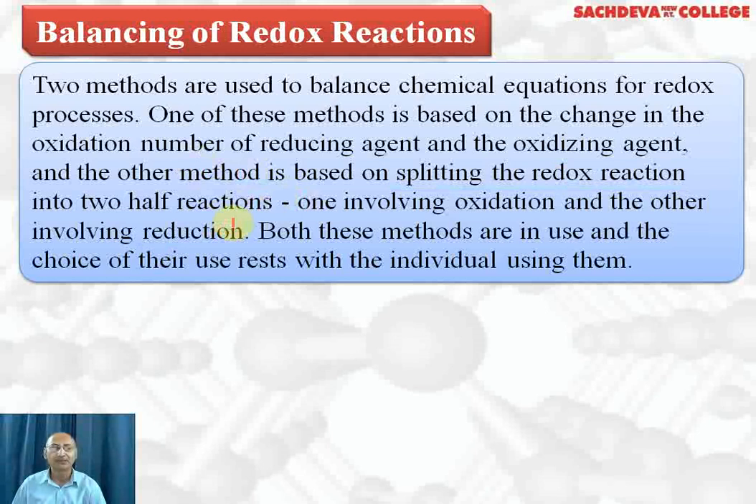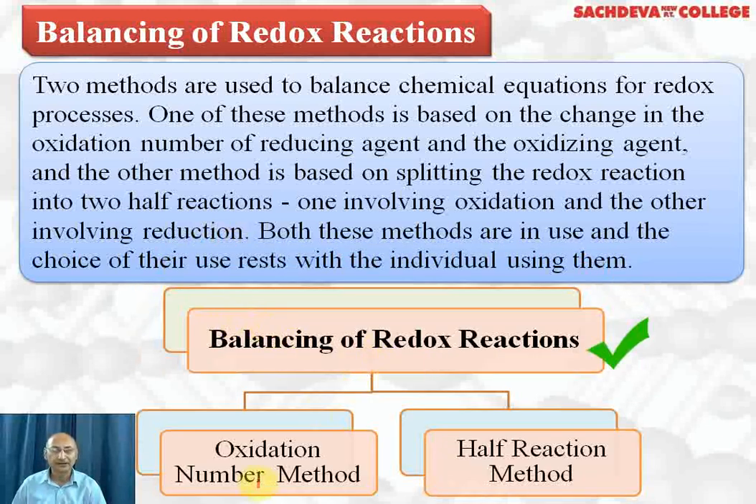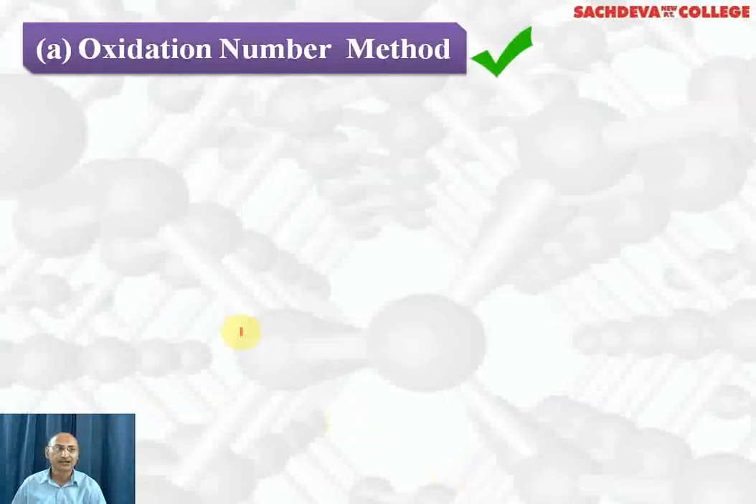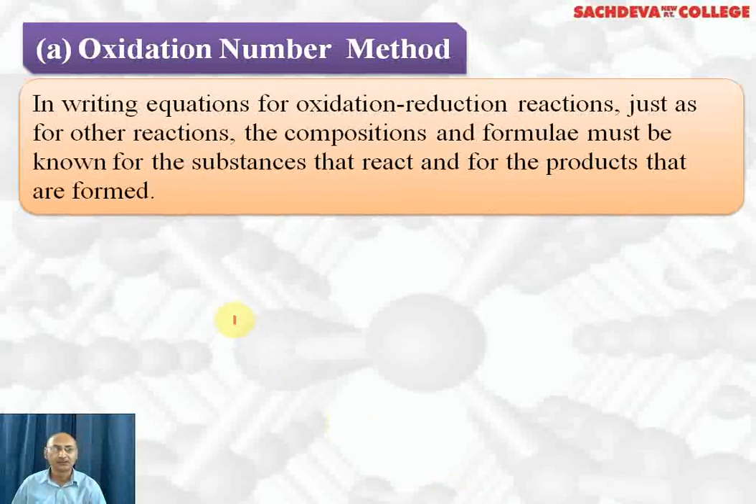We will balance each half reaction and then add them after balancing the number of electrons, so we will get the final balanced equation. So balancing of redox reactions can be done by two methods: the oxidation number method or the half reaction method. The half reaction method is popularly called the ion electron method. First we are taking the oxidation number method. Now what are the various steps for the oxidation number method?